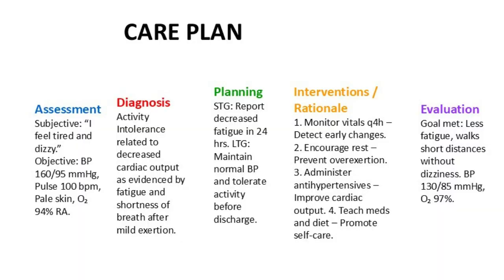We have the assessment, you look at the subjective data and the objective data. We look at the diagnosis, activity intolerance related to decreased cardiac output, as evidenced by fatigue, shortness of breath, dizziness after mild exertion. We have the planning, the short-term goal like reporting decreased fatigue in 24 hours. We have the long-term goal like maintaining normal blood pressure, tolerating activity before discharge. And then the intervention is listed here too, like monitoring vital signs.